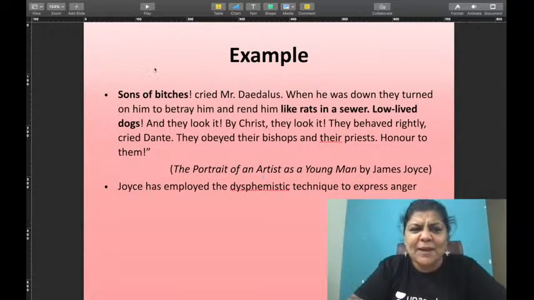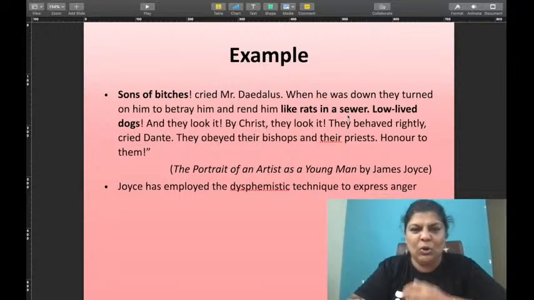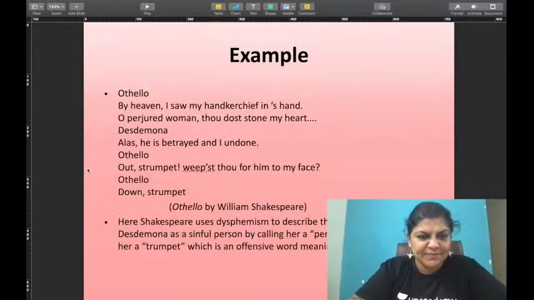Portrait of the Artist as a Young Man, look, there is very bad language here. Sons of bitches, cried Dedalus. When he was down, they turned on him to betray him and rend him like rats in a sewer. Oh. So much dysphemism here. Did you understand?